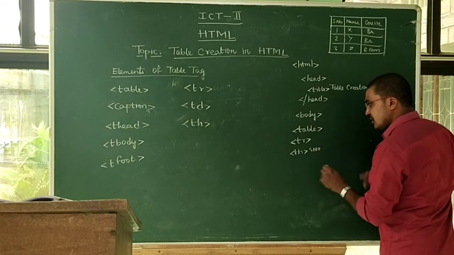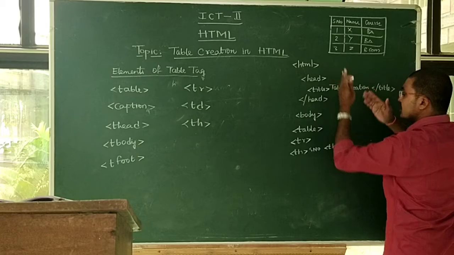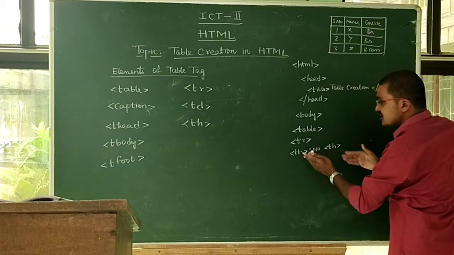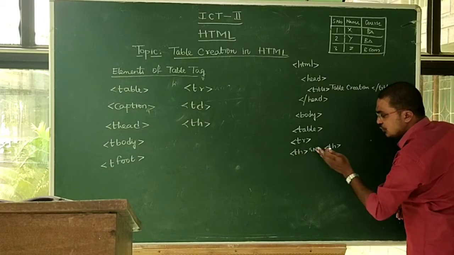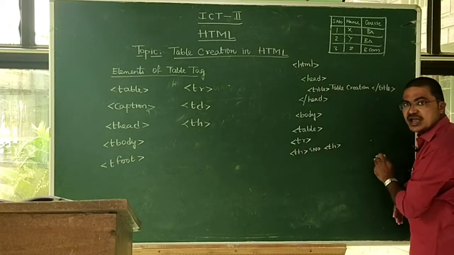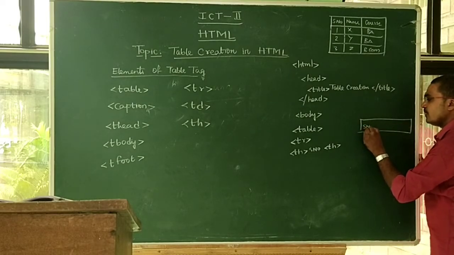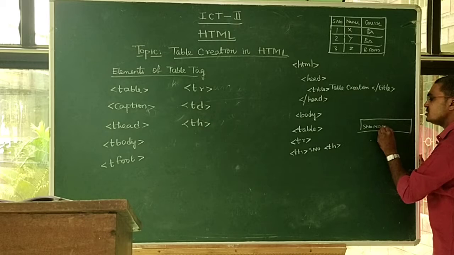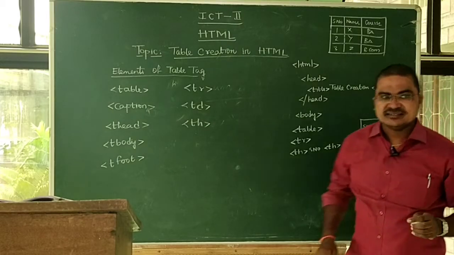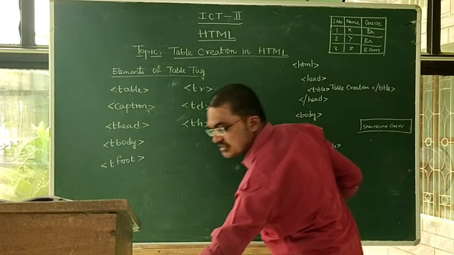Is over. Next, again use th, because if you use th, the cell is changed. Otherwise, in one th, if you write serial number, name, course, what happens, you know? Serial number, name, course, everything appears in only one cell. That is not right. That's why.